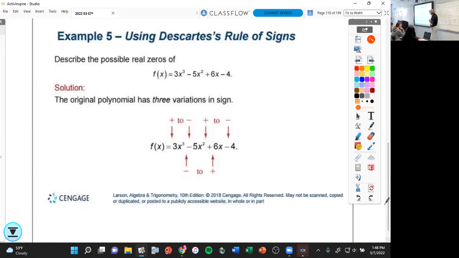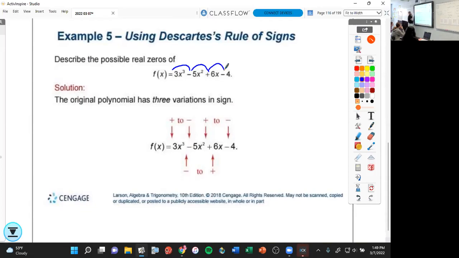Let's count the sign changes. The first term starts off positive. Positive turns to negative. That's a sign change. Do you have another sign change? Negative turns to positive. There's another one. Any more? Positive changes to negative. What's that tell me?